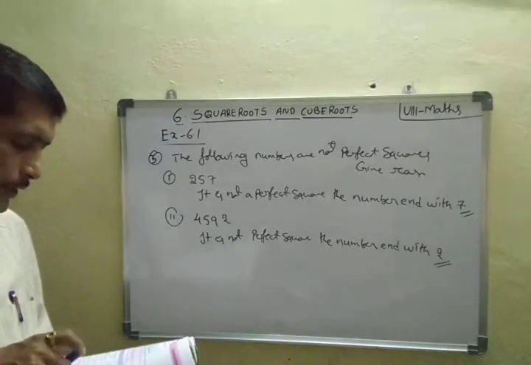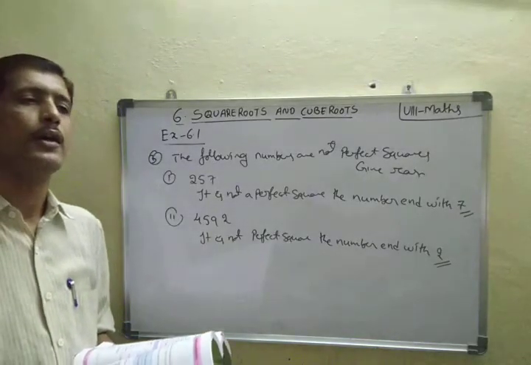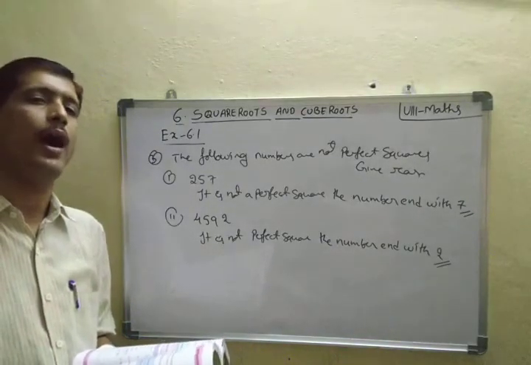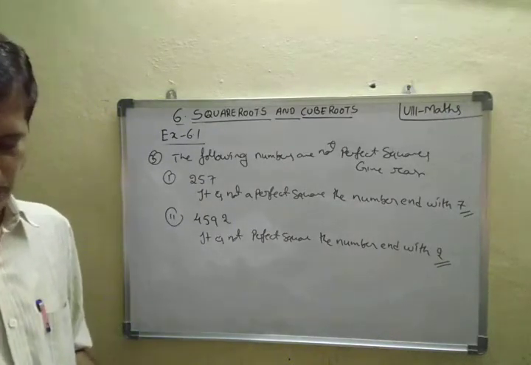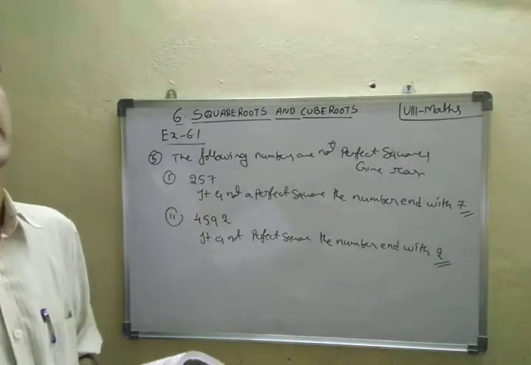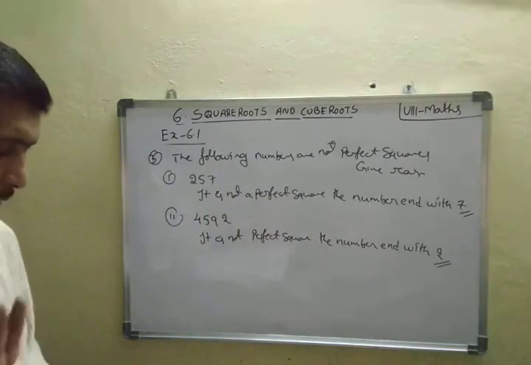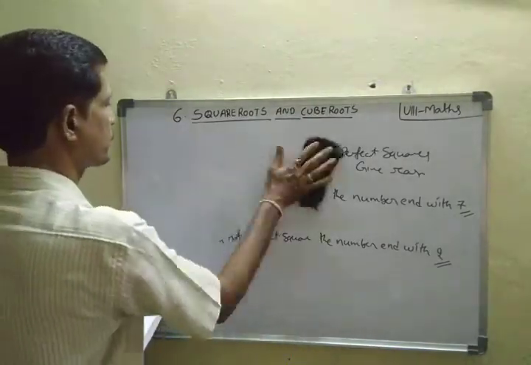Next 5050. Here the unit digit is 0. Therefore there is an odd number of zeros, so it cannot be a perfect square. Next 6098. There the number ends with 8. Therefore it is also not a perfect square. Okay. Next one.